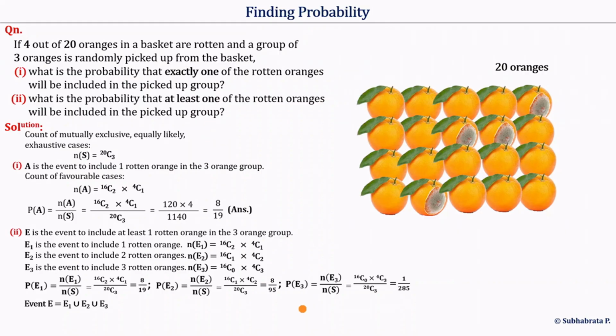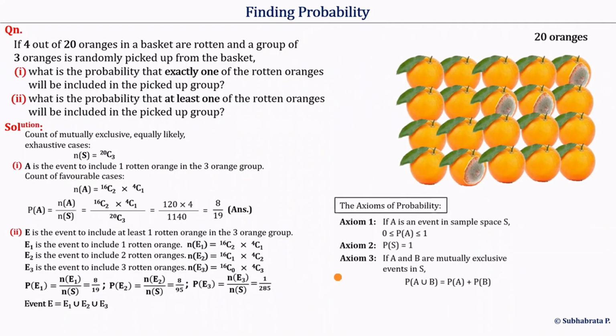If we can remember the third axiom from the axioms of probability, we can apply it for more than two mutually exclusive events also. That is, using this axiom, we can get here probability of event E equals the sum of the respective probabilities of these events, which gives us the probability of including at least one rotten orange in the group of three oranges we select as 29 by 57. This is the answer to the second question.